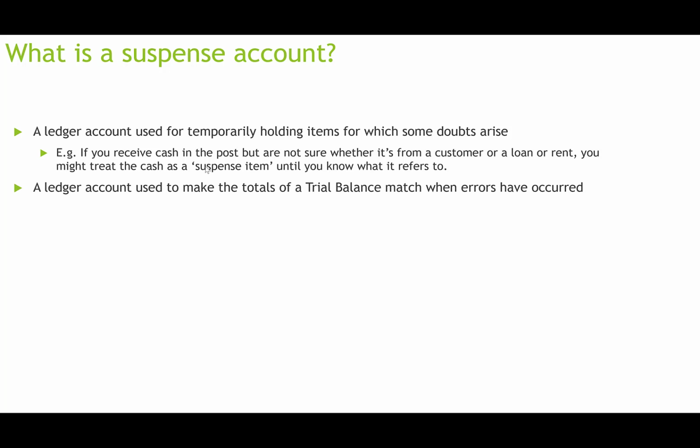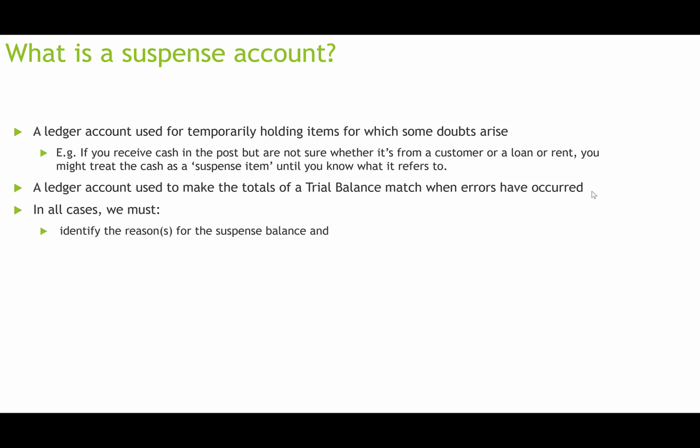The more challenging scenario is where a ledger account is used simply to make the totals of a trial balance match when errors have occurred. So when you do out your trial balance, you remember this from the previous semester, the trial balance doesn't balance, unfortunately, and you've got yourself a problem to address. So you temporarily create a suspense account with the value of the trial balance difference, and what you then have to do is figure out how to correct what errors occurred.